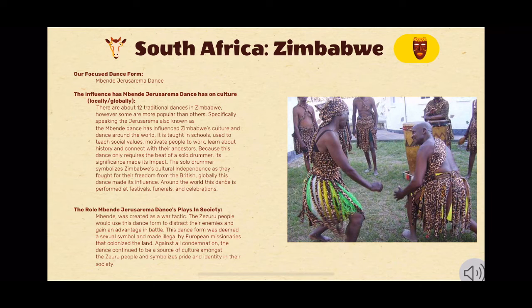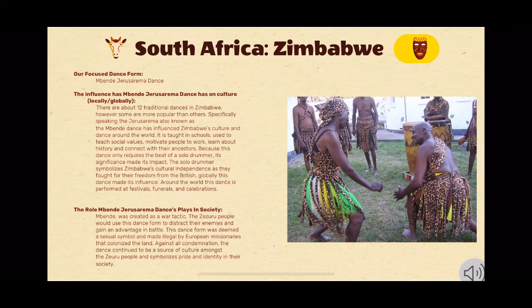The role that Jerusalema plays in today's society. This dance form was created as a war tactic. The Zulu people of Zimbabwe used this dance form to distract their enemies when engaging in combat. As this dance form was used successfully, it became a symbol of victory and embracement of their culture.